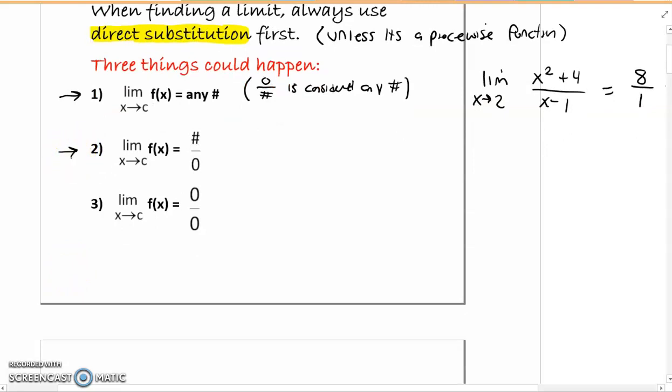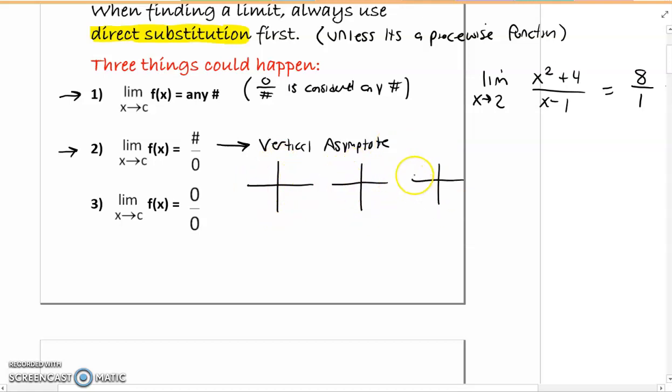In scenario number 2, sometimes you're going to be left with a number like 5 over 0, 10 over 0, or 12 over 0. What that represents is a vertical asymptote. In those situations, and we'll talk about this in a different lesson at a different time, one of three things will happen. Either the function will do something like this, in which the limit would equal infinity. It would do something like this, where it would equal negative infinity. And lastly, it could do something like this, in which the limit would not exist.